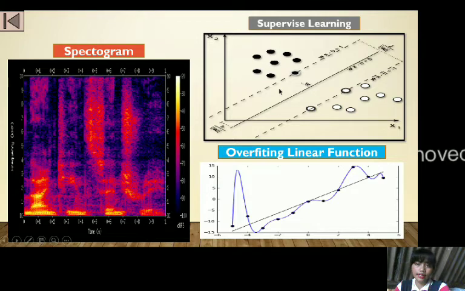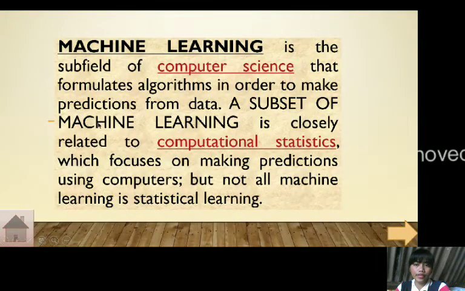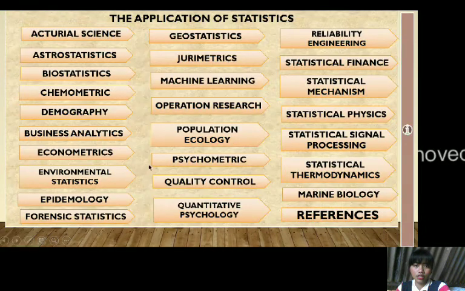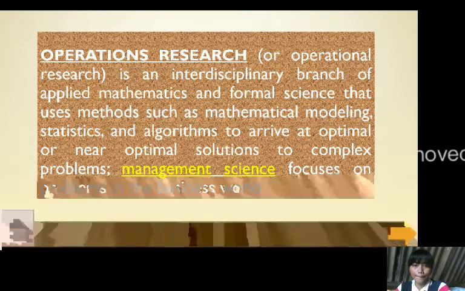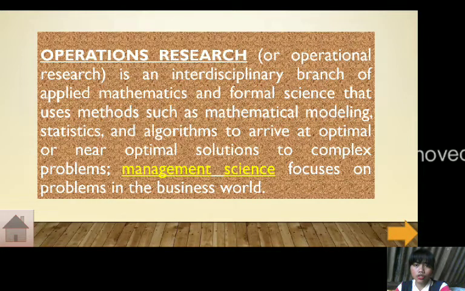Here is the example of statistics in machine learning. We have a spectrogram, supervised learning, and an overfitting linear function. So that is the use of statistics. Next we have here operations research. So what is the use of statistics in this application?